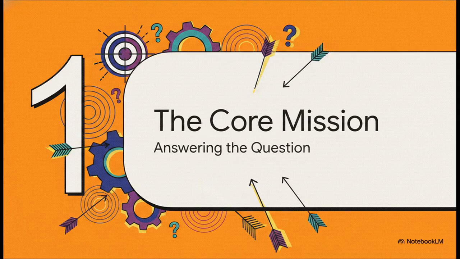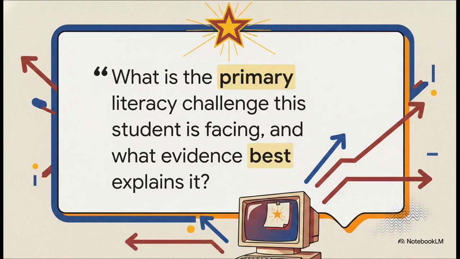Section 1, the core mission. Before you write a single word, you have to be crystal clear on what question your entire report is trying to answer. And here it is. This question is your North Star for the entire project. Let's look at the keywords here: primary challenge and best evidence. You're not listing every little thing. You are zooming in on the main issue and the strongest evidence that proves it.